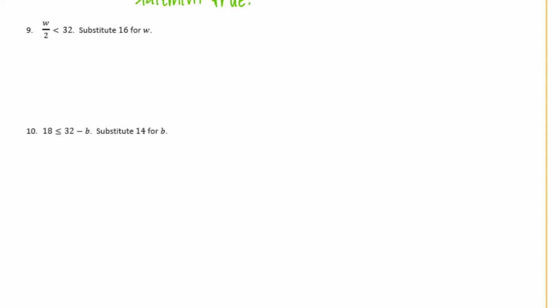Number 9, w over 2 is less than 32. Substitute 16 for w. So 16 over 2 is less than 32. 16 divided by 2. So that's saying 8 is less than 32. So that is true.